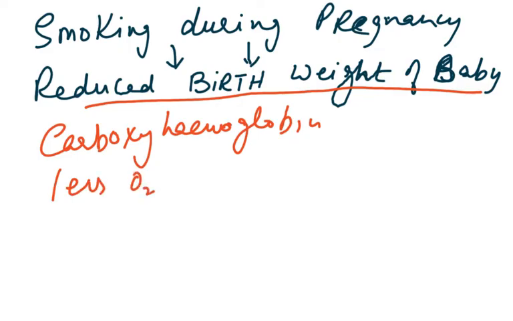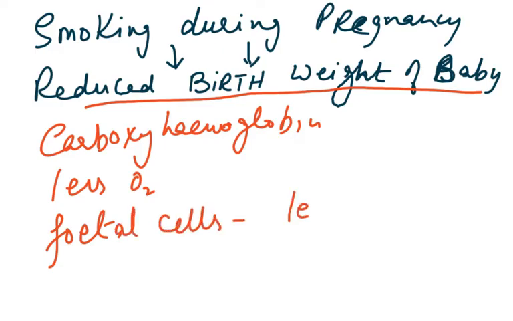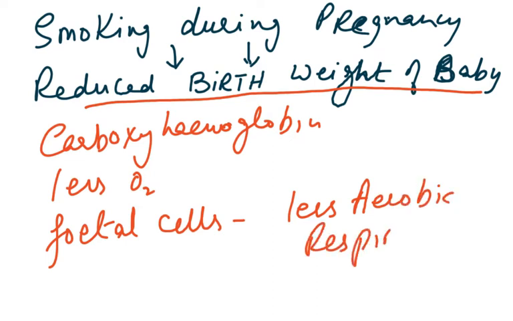So less oxygen reaching the fetal cells means less aerobic respiration. Less aerobic respiration means less energy released. So less energy released means less growth.